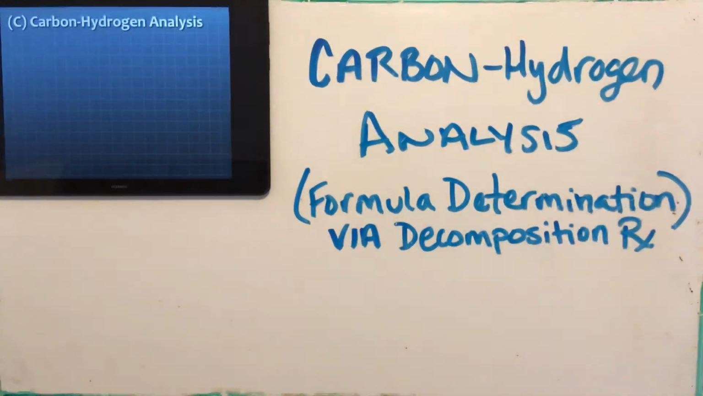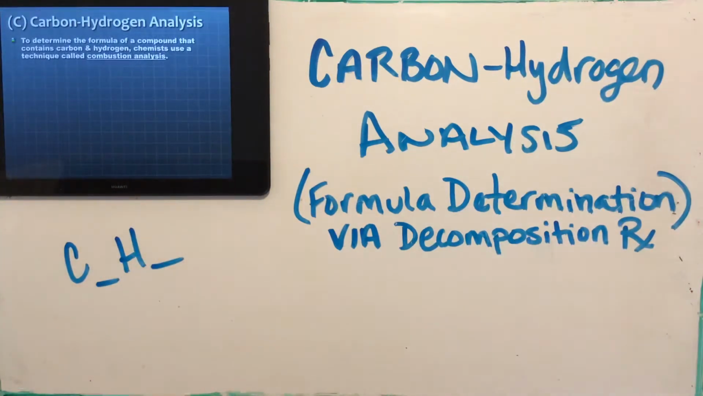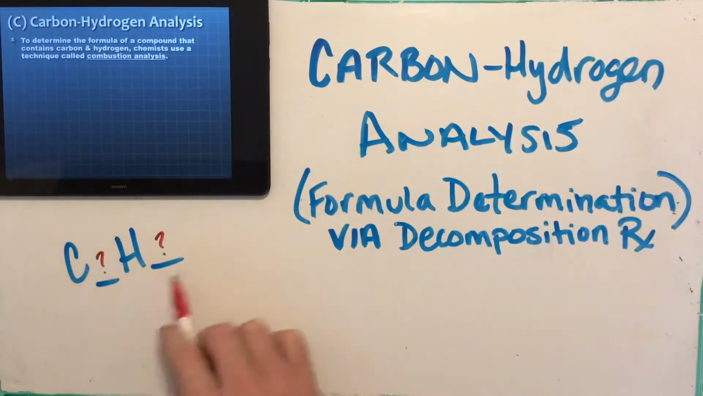So let's go through a carbon-hydrogen analysis, what it means. To determine the formula of a compound that contains carbon and hydrogen, chemists use what's called a combustion analysis. We've seen these before. These are hydrocarbons. Anything that is made of simply carbon and hydrogen, and no other elements, is a hydrocarbon. And the values that go there can be anything. There are so many different hydrocarbons out there.